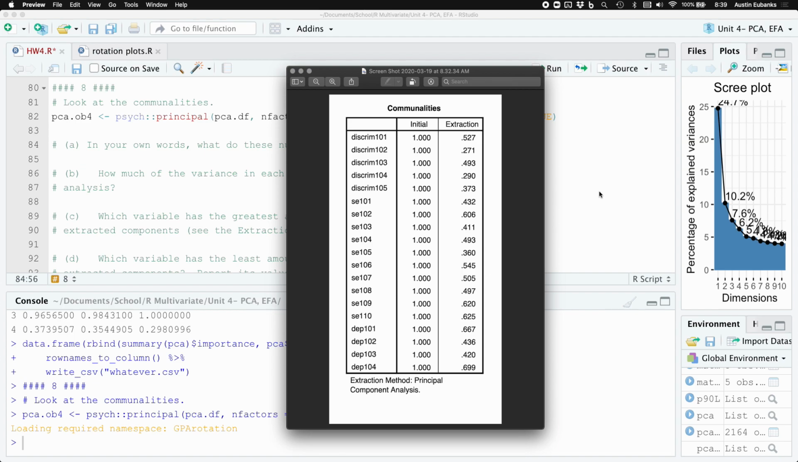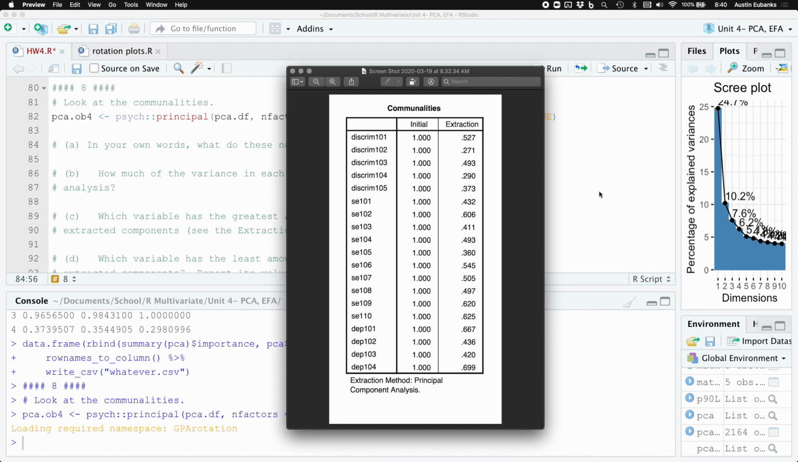Communality literally is like the overlap, or the variance in the variable that is being explained in the analysis. So initially we throw in 100% of the variance in Discrim 101 into the analysis. And in the end, we don't get 100% back because we don't extract 19 components. But in the end, we get back 52.7% of the variance in Discrim 101.